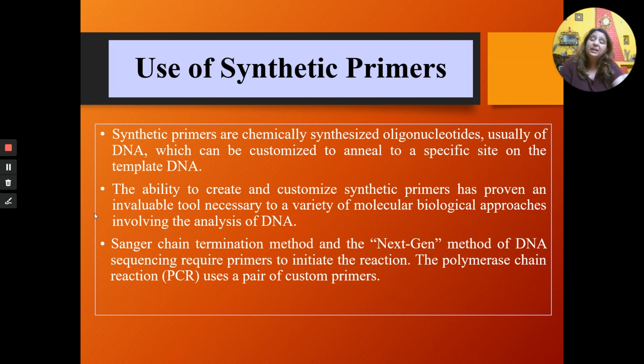As a result, we are able to carry out different molecular biology experiments, that is, PCR reactions, RT-PCR reactions, different types of PCRs that we have already discussed. We have also been able to carry out sequencing using the first generation, second generation, third generation, as well as fourth generation sequencing techniques. All of them utilize primers. So primers are very important, and therefore synthetic primers are of great use to the field of molecular biology.